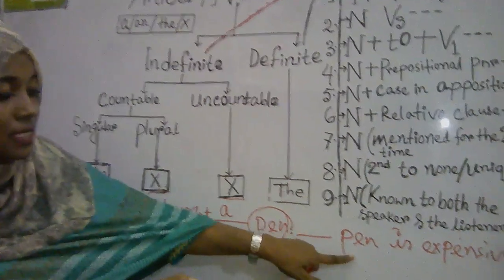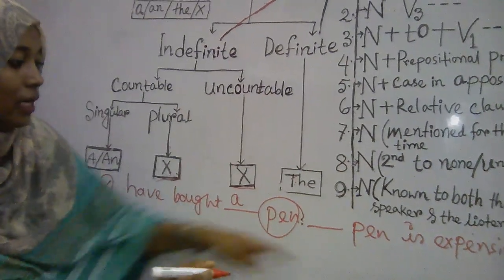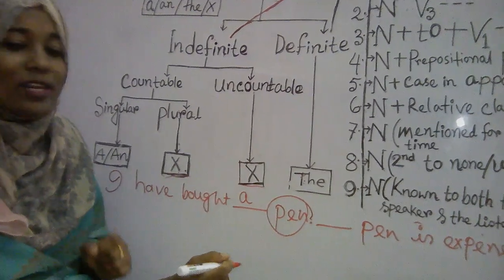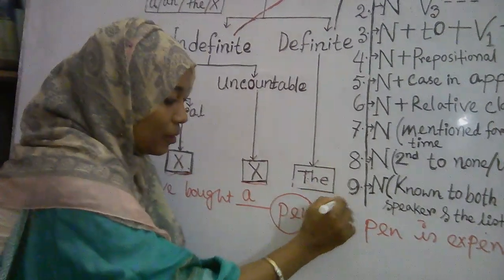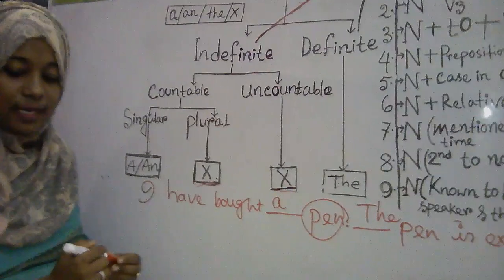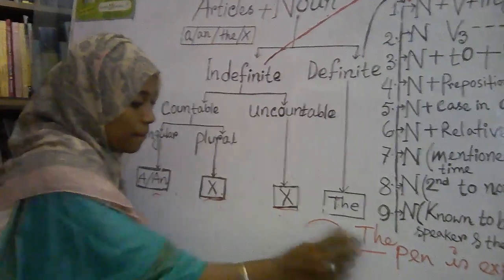And this noun here is used for the second time. That's why, according to the notes, we will use here the. The answer is the. Now let us see another example about it.